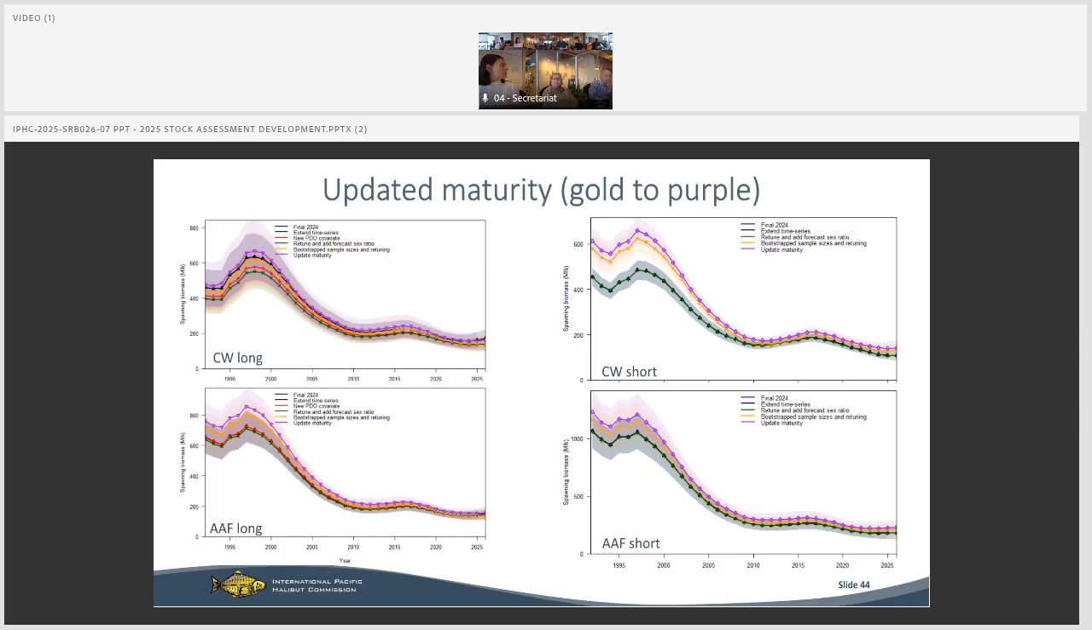So this is not a huge effect overall. I mean, you're seeing the entire bridge here. They all fit within each other's confidence intervals. But there is an effect of introducing this new maturity schedule. It suggests that the spawning biomass is slightly larger than we thought it was using the historical schedule.